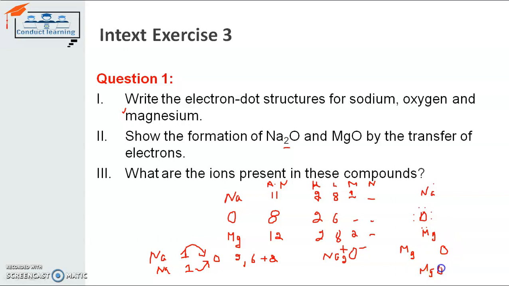Because magnesium gives its 2 valence electrons to oxygen, where oxygen has only the 2s2 2p4 configuration and needs 2 electrons, as we discussed before. So it takes 2 electrons from magnesium and gets stable. So the bond will be MgO. This will be the compound MgO, magnesium oxide, where magnesium will have a positive charge and oxygen will have a negative charge. So magnesium will be a cation and oxygen will be an anion. In this way they will form a bond.